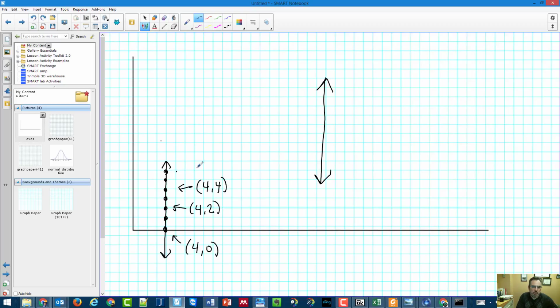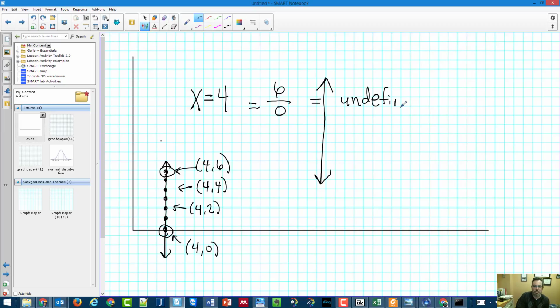You're going to notice something in common with all these points. Here's the point 4, 6. No matter where this point is drawn, x always equals 4. If I wanted to use what is called the slope formula and figure out the slope of this line, I would say, well, how far up does it go? Well, let's go from here to here. It goes up 6. How far left and right does it go? Well, it went nowhere. 0. And this is undefined. We can't divide by 0. So we have an undefined slope.